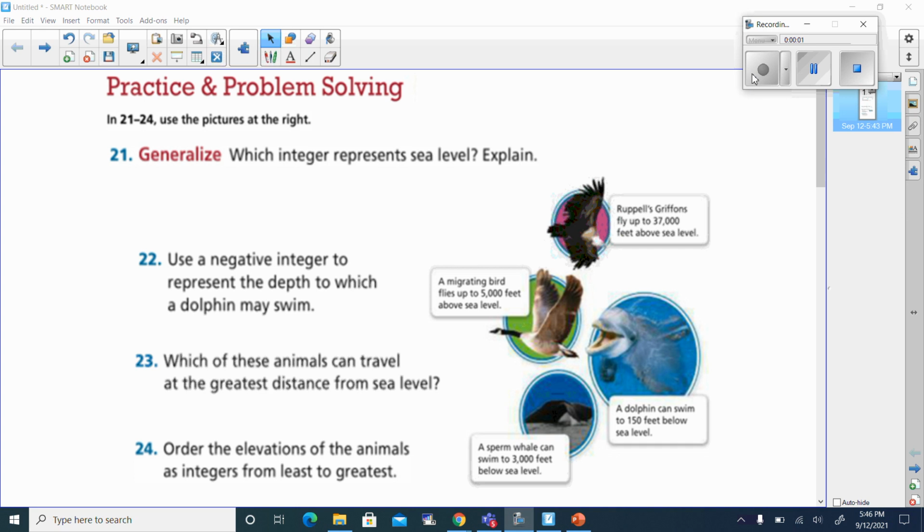Welcome back, and we're going to be working on lesson 2-1, starting a new topic here with integers. So start, I've got all the odd ones, it looks like. Which integer represents sea level? Well, if I'm going to talk about sea level, I have to say that the integer is going to be 0 because everything else is going to be below or above sea level.